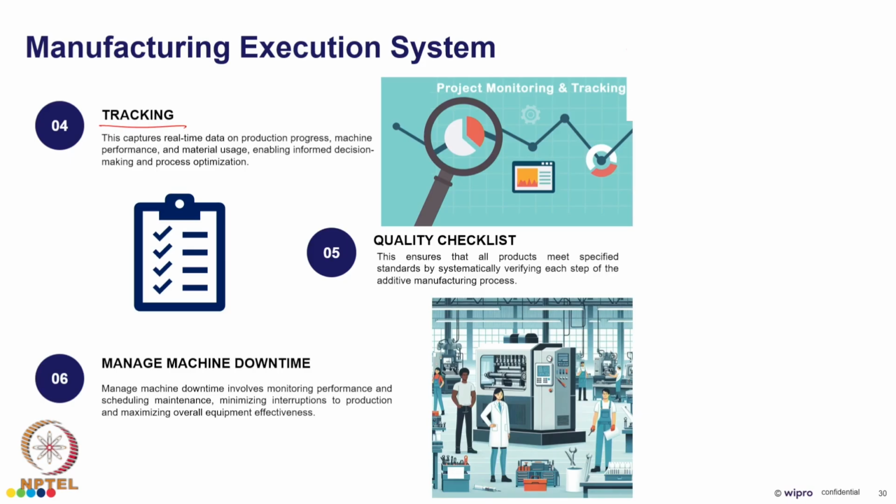And quality checklist. Whenever a project is getting initiated, we will make sure that we have a quality checklist available, and these things will be made available in the MES also, so that digitally we can find out whether all the quality standards are met or not. And finally, we have managing the machine downtime. Managing the machine downtime basically involves monitoring the performance and scheduling the maintenance, so that we can minimize the interruption to production and maximize the overall equipment effectiveness.